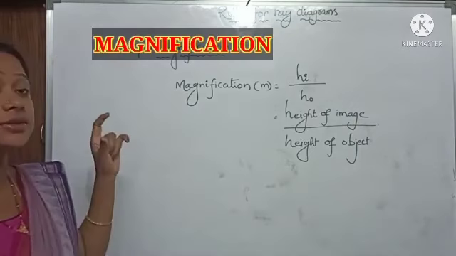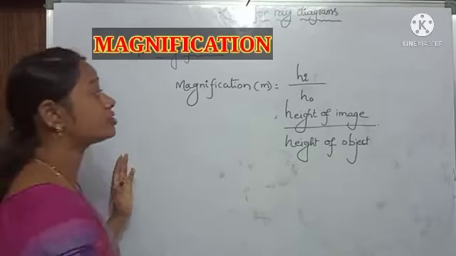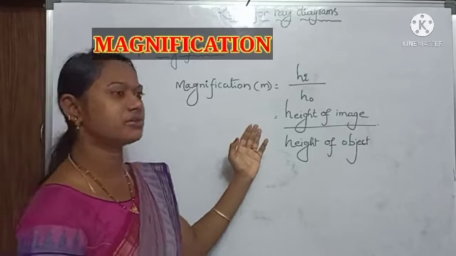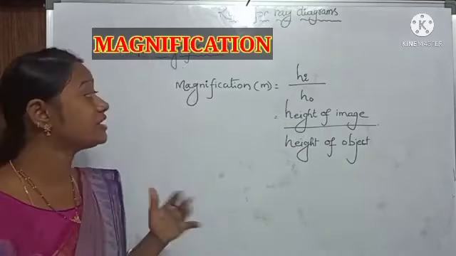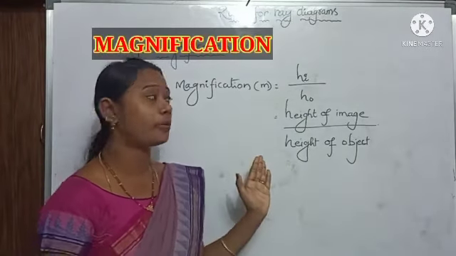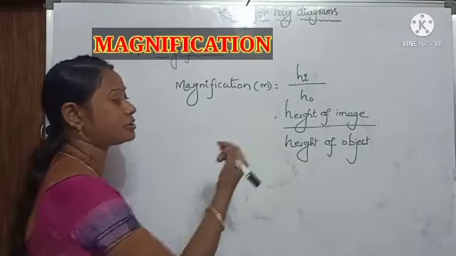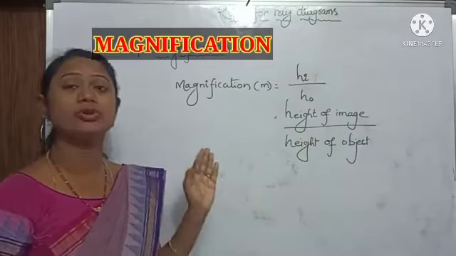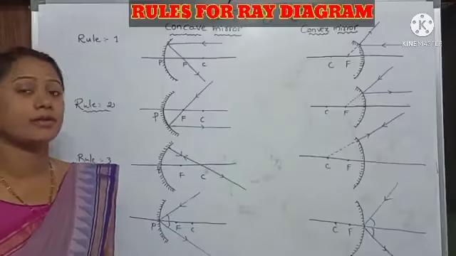Another term, the ninth one, is magnification. What is meant by magnification? Magnification is denoted with M. Magnification is equal to the height of the image by the height of the object. That is the ratio of the height of the image and the height of the object. Sometimes it is the size of the image by the size of the object. It is a ratio, so it does not have units.